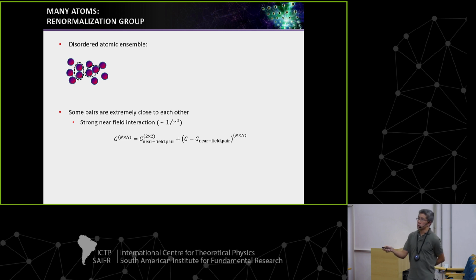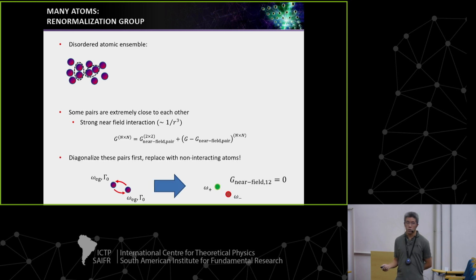But then you can try to treat it in perturbation theory. In other words, you can say that this pair, to lowest order, only interacts between itself, and every other atom is just a perturbation. Okay? So then if you take this perturbative approach, you're just trying to solve this 2 by 2 interaction between two atoms. That's exactly what I showed you before. And so you can replace these two atoms with two different atoms with different resonance frequencies.